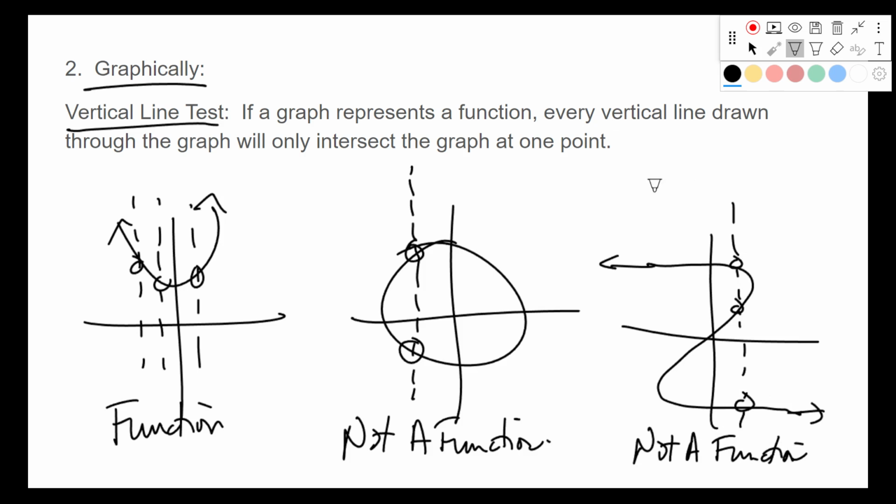Okay. I don't care that if I drew a vertical line over here, it only touched once. Doesn't matter, because I found a vertical line that touched more than once. So I know for certain it's not a function. That's your vertical line test. You've done that many times before.